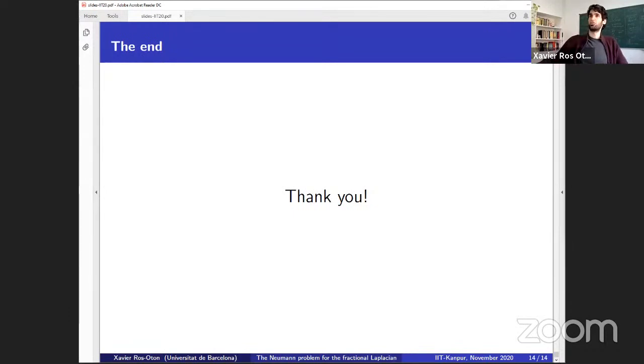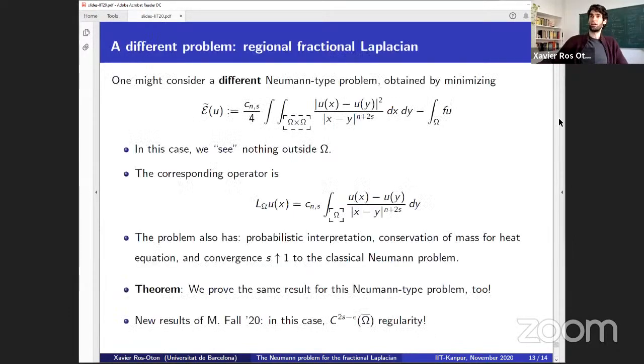The Neumann condition for the regional fractional Laplacian, yes, exactly. That was a good question. In this case, there is no Neumann condition in a sense. There is no way to write the Neumann condition because you need some regularity to expect it. For example, the Neumann condition here is local, it's really on the boundary.